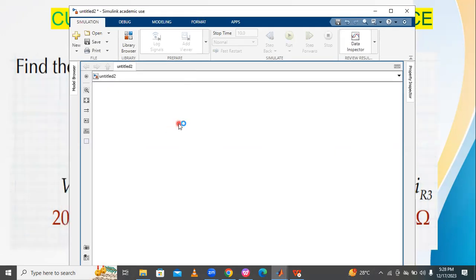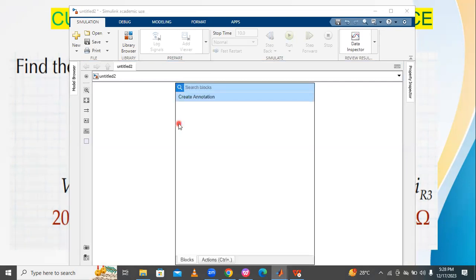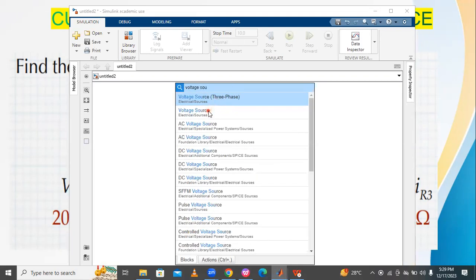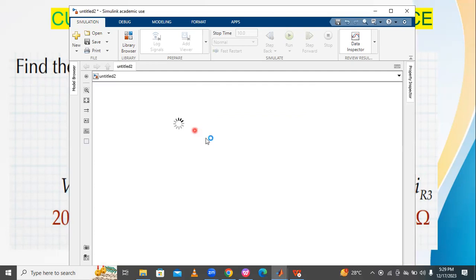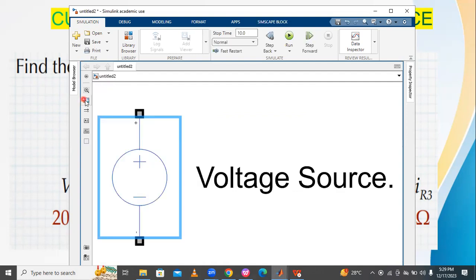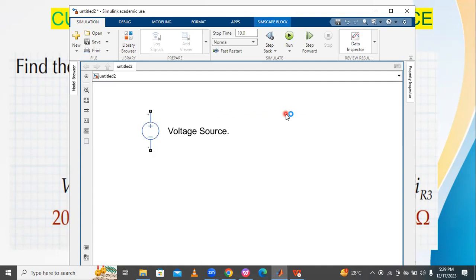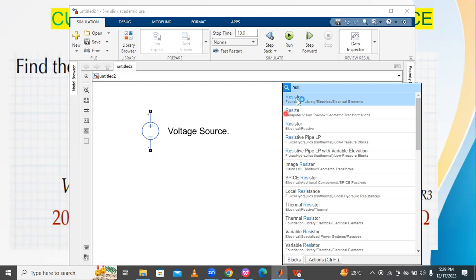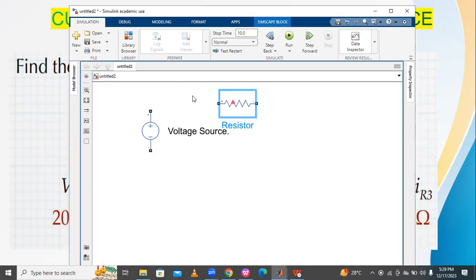Take one here. First, a voltage source. Next, resistors are required. How many resistors? 5 resistors. Type resistor here. So 5 resistors are required.